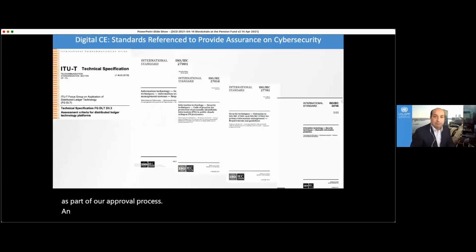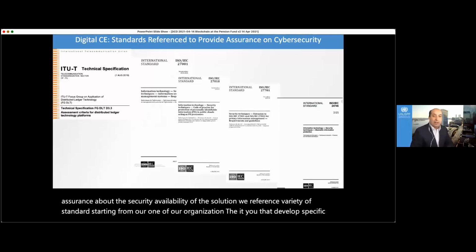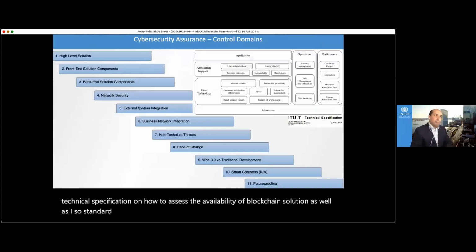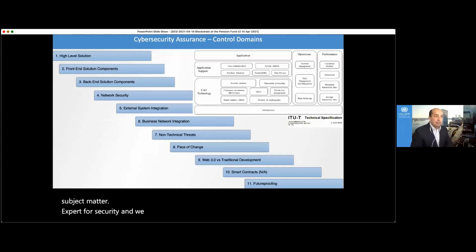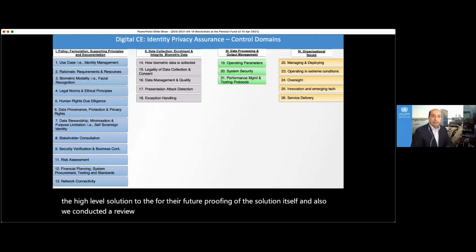And finally, in making sure that we were able to provide adequate assurance about the security and reliability of the solution, we referenced a variety of standards, starting from one of our organizations, the ITU, that develops specific technical specifications on how to assess blockchain solutions, as well as ISO standards on information security and biometrics. We engaged a subject matter expert for security, and we conducted a security assessment in 11 domains, going from the high-level solution to the future proofing of the solution itself. And we also conducted a review against control domains specifically related to privacy, because we're handling biometric data, in 4 domains as depicted in this chart.